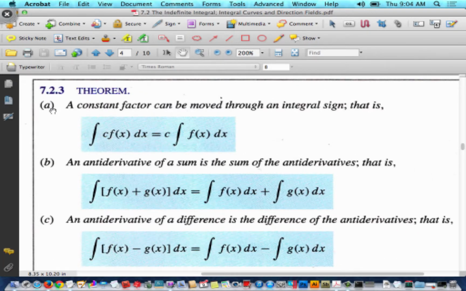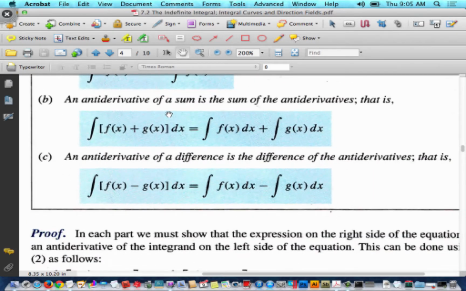7.2.3. A constant factor can be moved through an integral sign. That is, if you have a constant, the antiderivative of a constant times f of x dx is the same thing as pulling the constant outside the integral and saying the constant times the integral of f of x dx. You're allowed to do that.